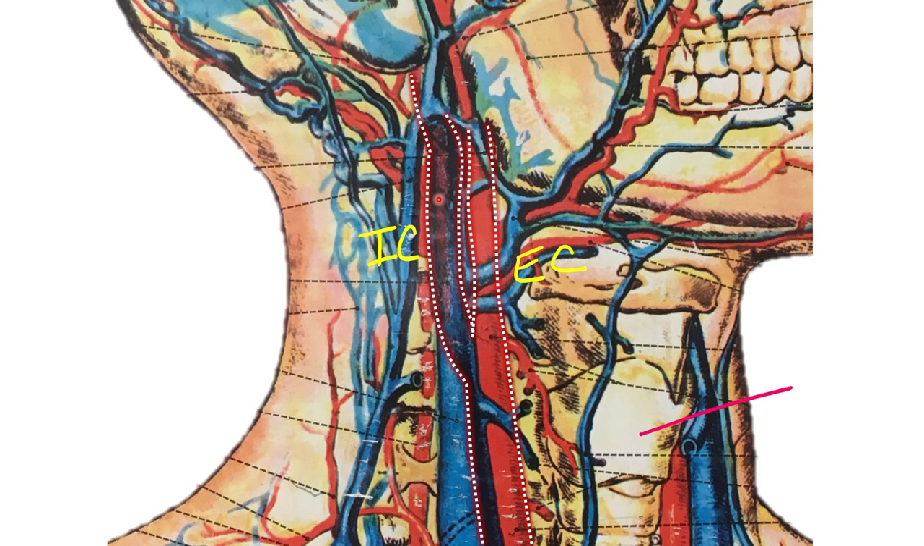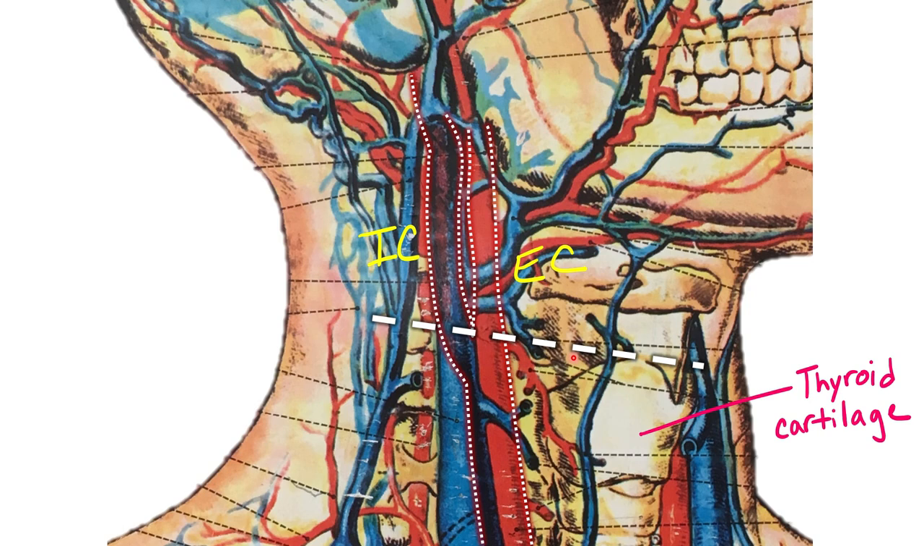And then we can also see where that one would disappear here, and that this would continue on as the external carotid. The other clue that this is where that bifurcation is occurring is this structure right here, which is the thyroid cartilage of the larynx. So this is the larynx, and if you can see, the top of that thyroid cartilage is considered to be the approximate location as to where that split is going to occur.